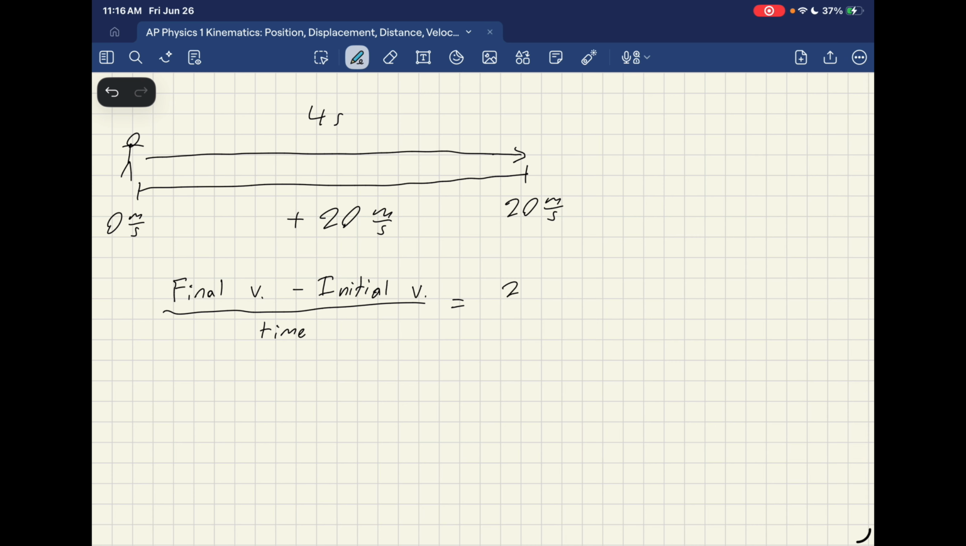So this is 20 meters per second minus 0 meters per second because he starts at rest divided by 4 seconds. So this is 20 meters per second divided by 4 seconds. And then for our units, the seconds combine on the bottom. 20 divided by 4 is 5. So we end up with 5 meters per second squared as our acceleration.